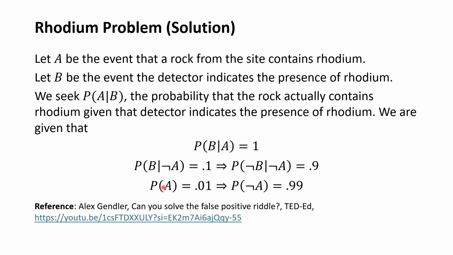The probability of A, which I already mentioned here, the probability that a rock that looks like the one that's attempting to be sold has rhodium is 1%, and the probability it doesn't, of course, is the 1 minus that, so 0.99. So we can use these numbers in doing a calculation for this probability we seek here, probability A given B. And we'll do that on the next slide.